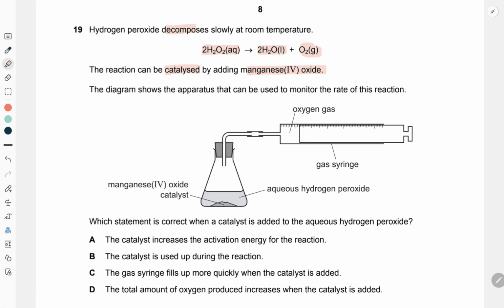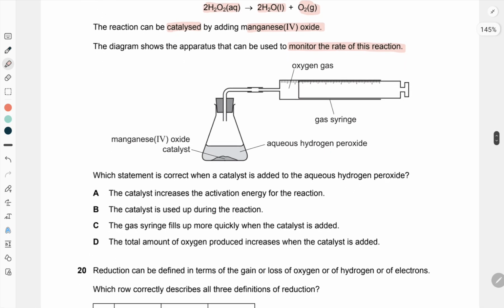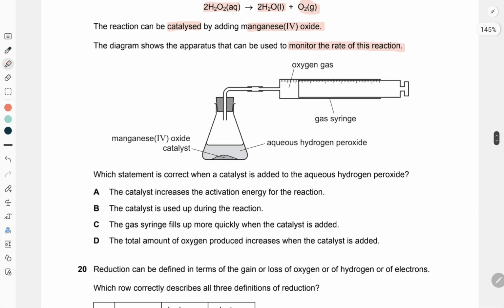The diagram shows the apparatus that can be used to monitor the rate of reaction. So this is the diagram, and you have a gas syringe which is used to collect the volume of oxygen produced, right? So what is the question? Which statement is correct when a catalyst is added to this aqueous peroxide?